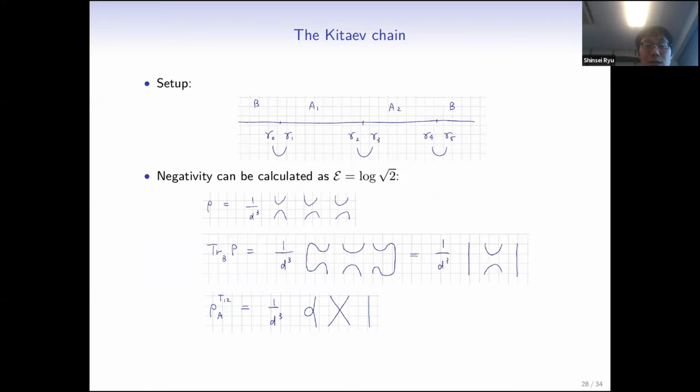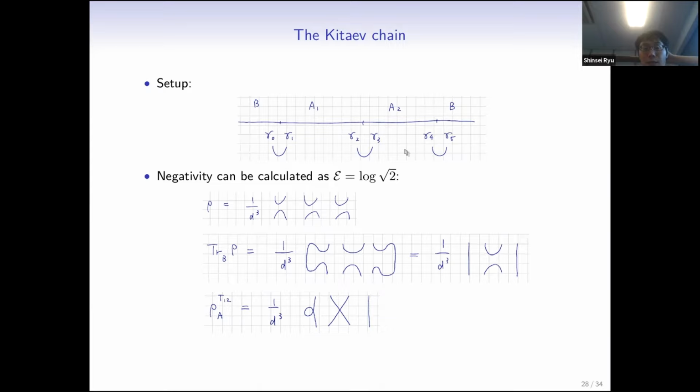So I take this example to demonstrate how we use these diagrams to compute entanglement negativity. This is the calculation using diagrams, and we are going to compare this result with numerics later. So this is the setup. I have a one-dimensional Kitaev chain, and we tripartition the chain into three regions, B, A1, A2. We take a partial trace over B to get the mixed state supported on A1 union A2, and then we take a partial transpose for A2, let's say.